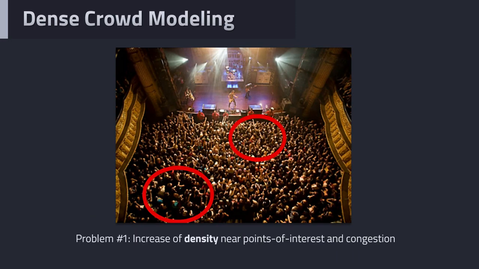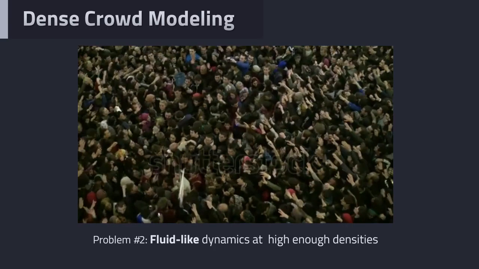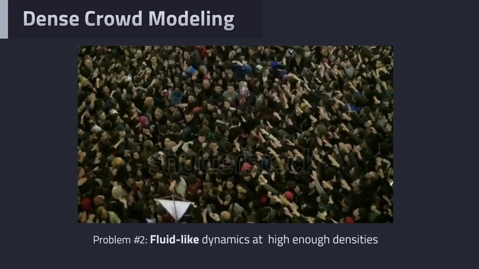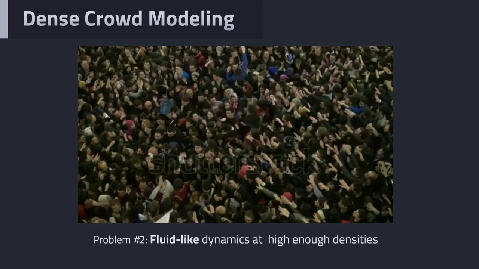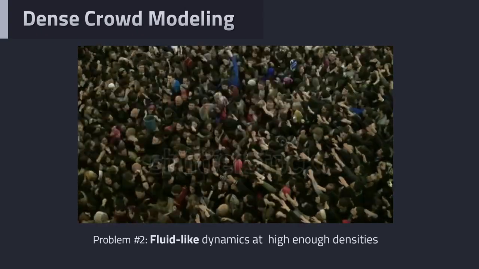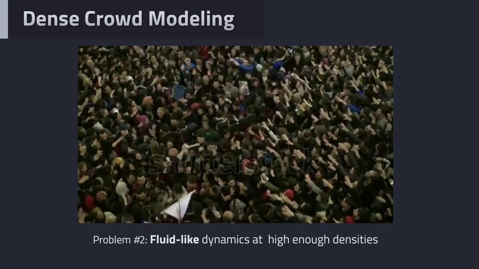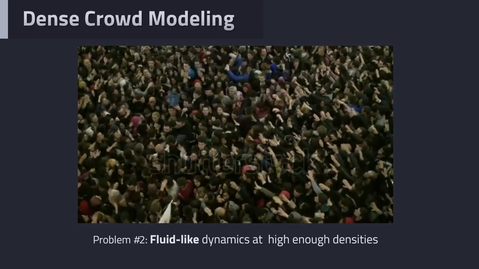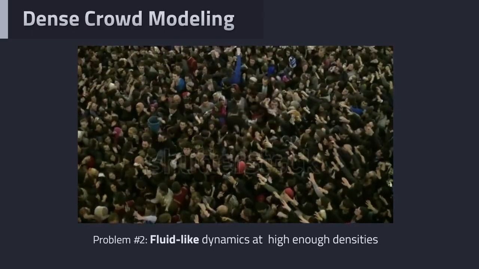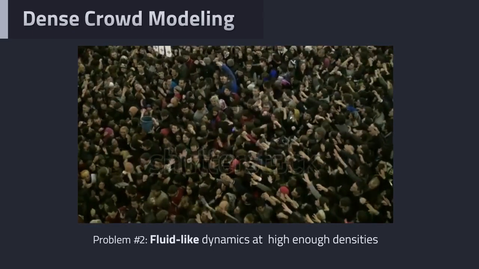First, the fact that the density changes when you're getting towards a point of interest or a congestion. And this is true for both moving crowds and static crowds. And the second thing is that people actually start behaving more like a fluid at high enough densities, right? But they behave like solid particles in sparse densities. So you need a method that can seamlessly switch between the two, depending on the density, depending on the context.